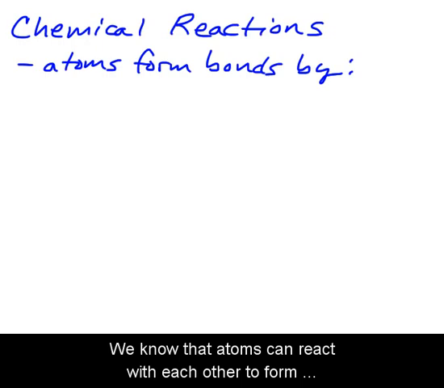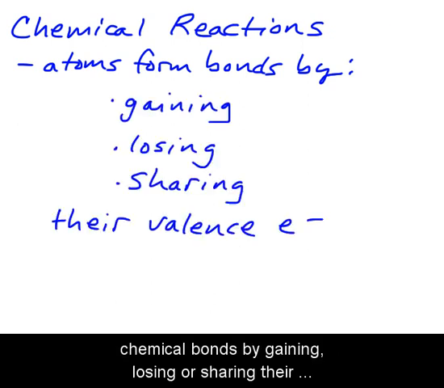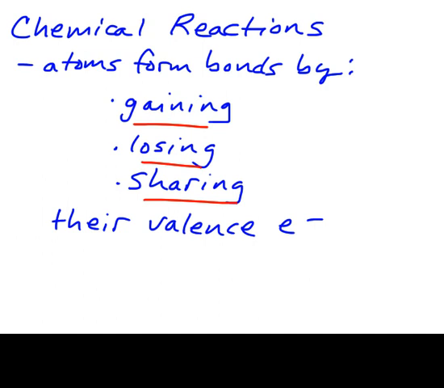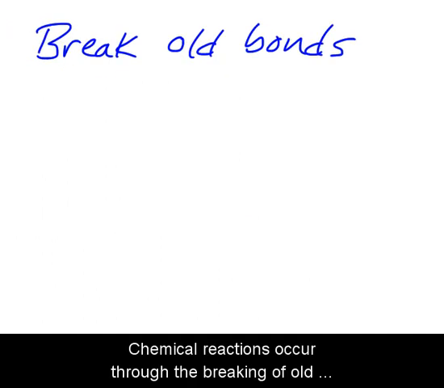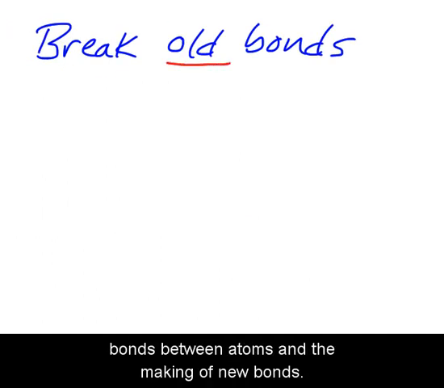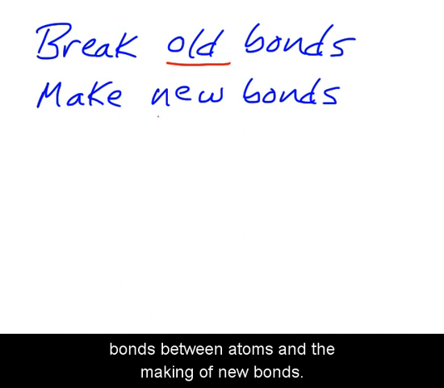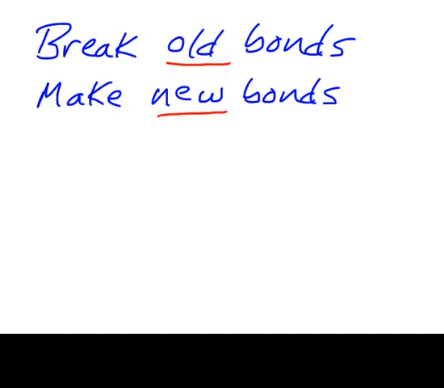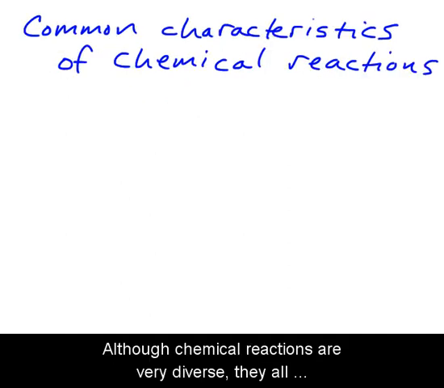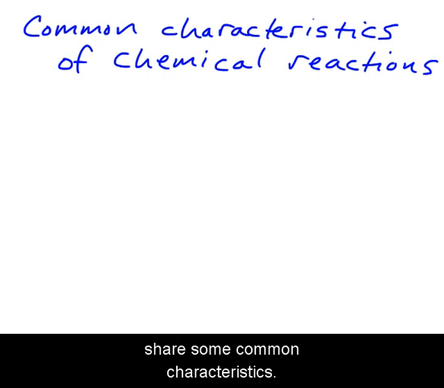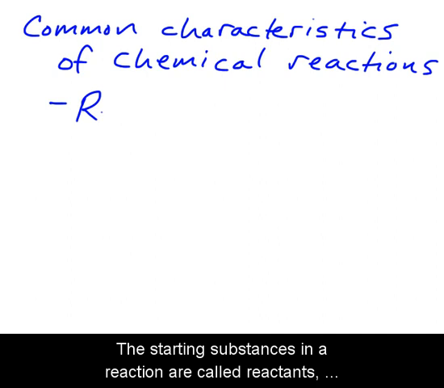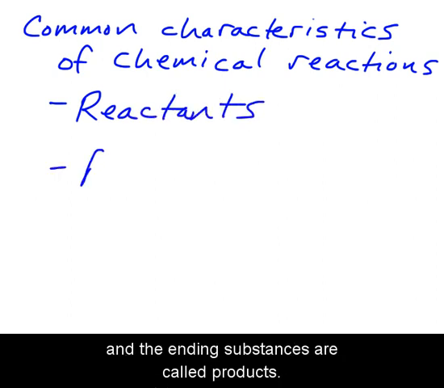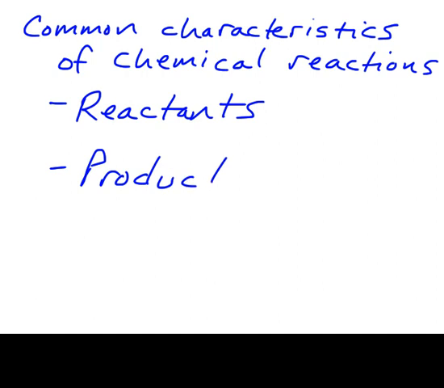We know that atoms can react with each other to form chemical bonds by gaining, losing, or sharing their outermost valence electrons. Chemical reactions occur through the breaking of old bonds between atoms and the making of new bonds. Although chemical reactions are very diverse, they all share some common characteristics. The starting substances in a reaction are called reactants, and the ending substances are called products.